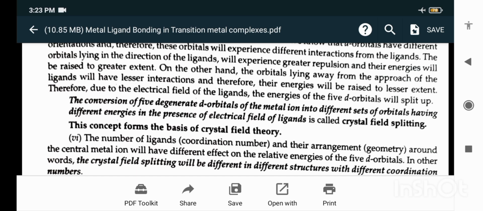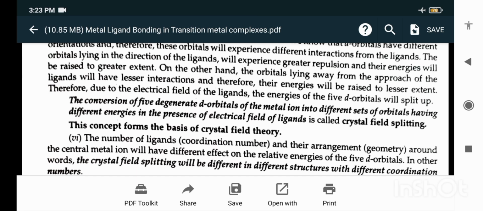The conversion of the 5 degenerate d orbitals of the metal ion into different sets of orbitals having different energies in the presence of the electric field of ligands is called crystal field splitting. This concept forms the basis of the crystal field theory.